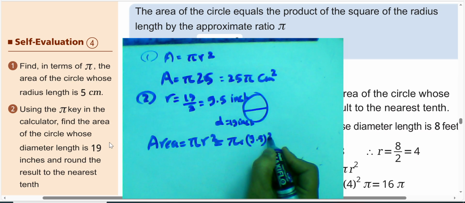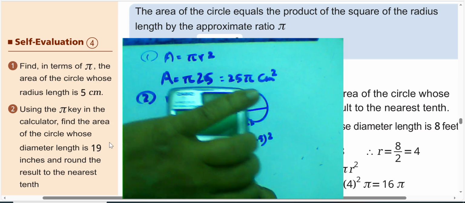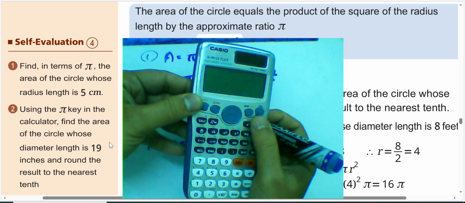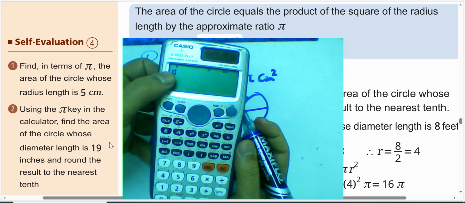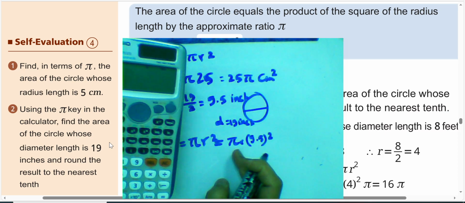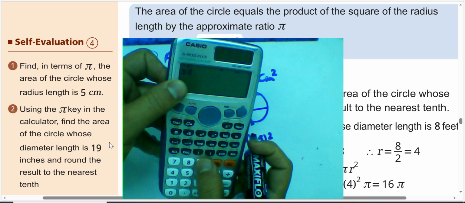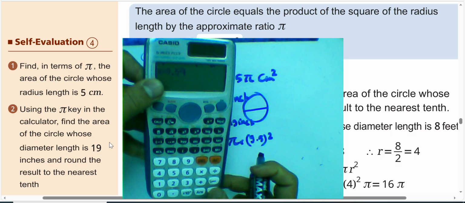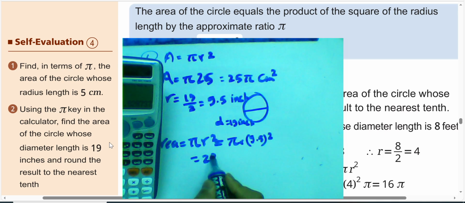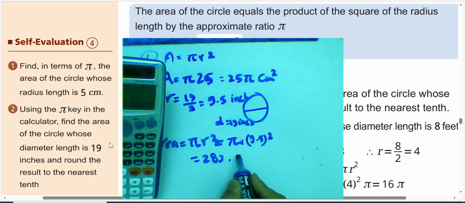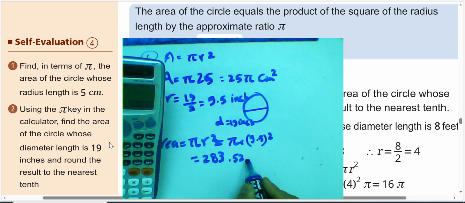You can use the calculator and find pi from your calculator. Open it like here: shift and this button for pi. Okay, multiply pi by 9.5 by 2. The result will be here: 283.206.